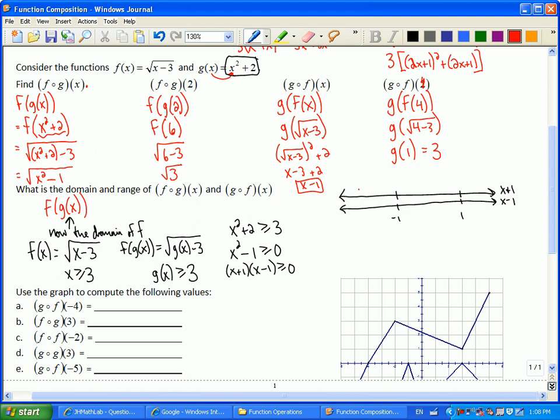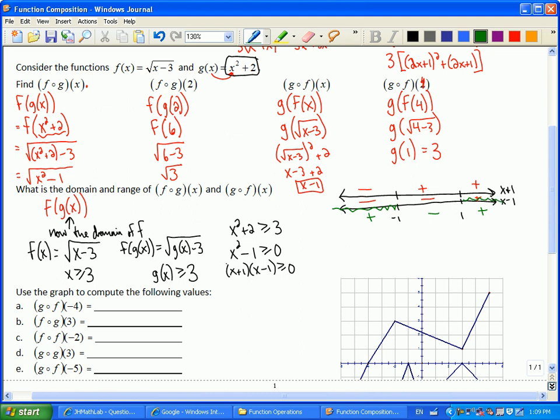So x plus 1 will be negative over here, but positive everywhere else. X minus 1 will be negative there and positive there. So the only ones that I can use are positive, negative, positive. If this has to be greater than or equal to 0, then I have to be on this part of the number line, right here, where it's positive, and right there.